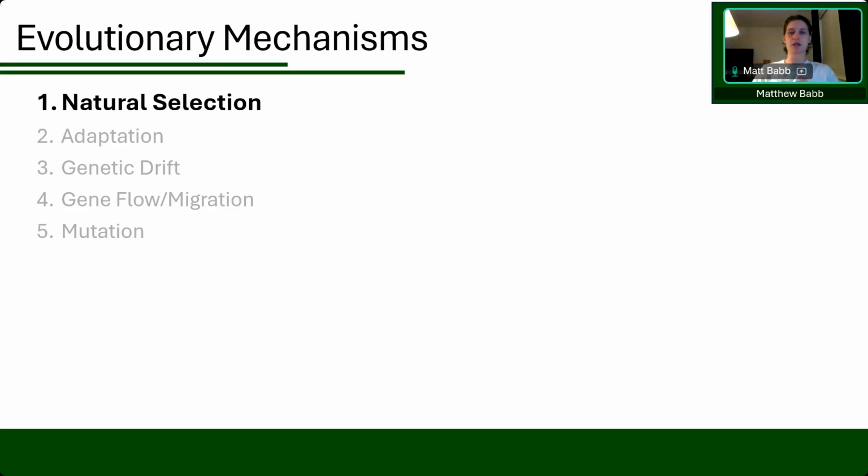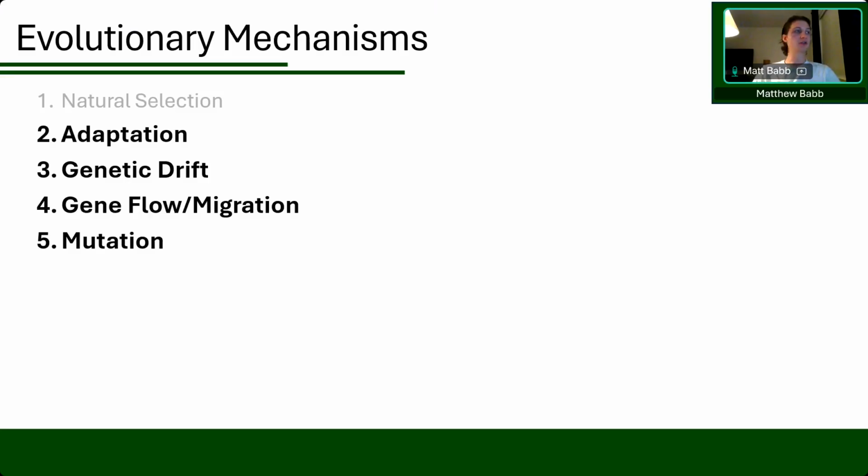So in the last lesson, we talked about the primary evolutionary mechanism of natural selection, but today we're going to discuss the other mechanisms. These include adaptations, genetic drift, gene flow or gene migration, and mutation.